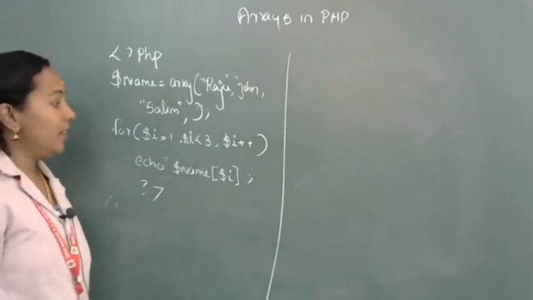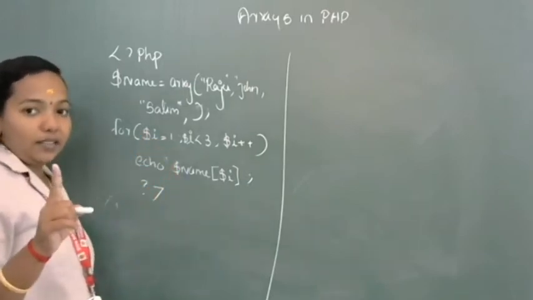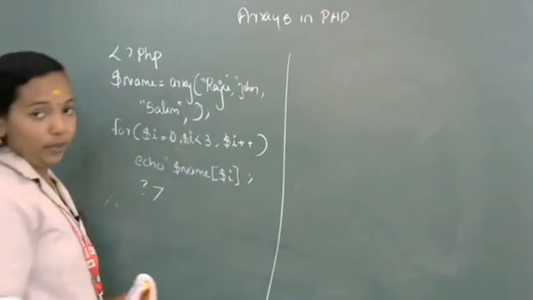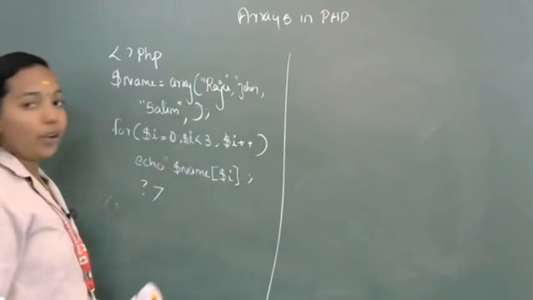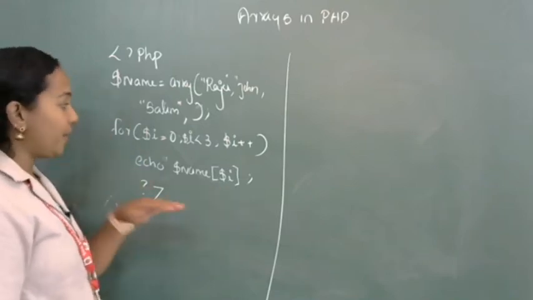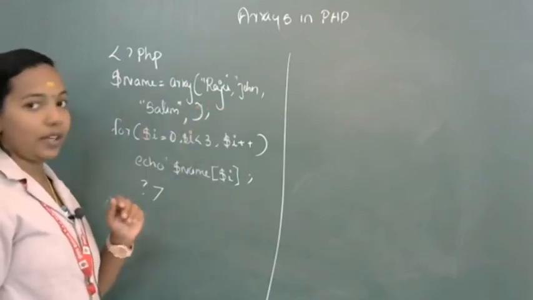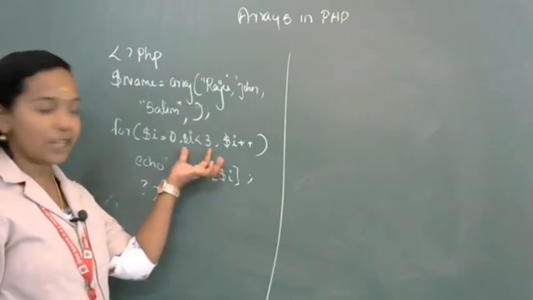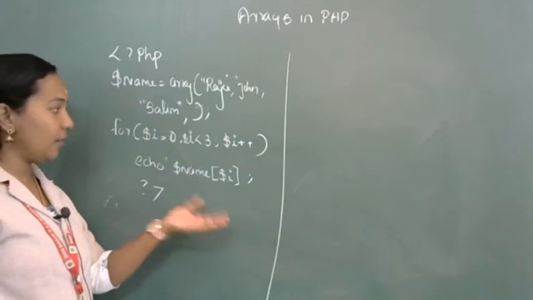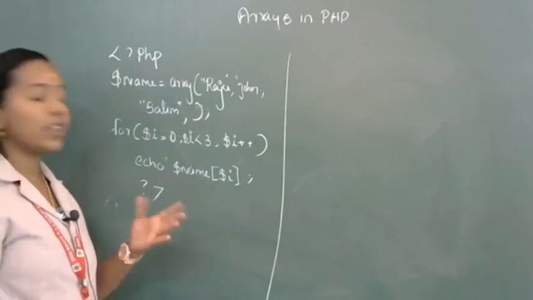Then look here, $i equal to 1. That means we are going to start from the, okay, no, not 1, $i is equal to 0. 0th location, which one will come first? Raju will come first. After that, John will come, Salim will come. What is the condition for termination? $i less than 3. Okay, so the loop will execute until it reaches 3.